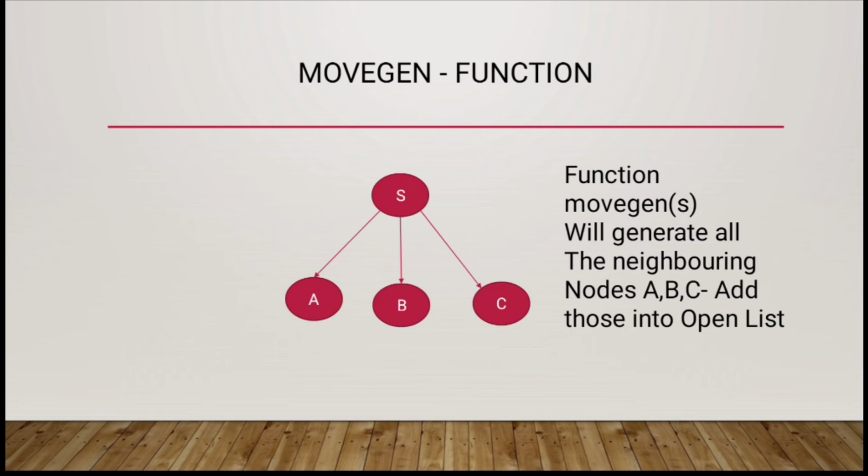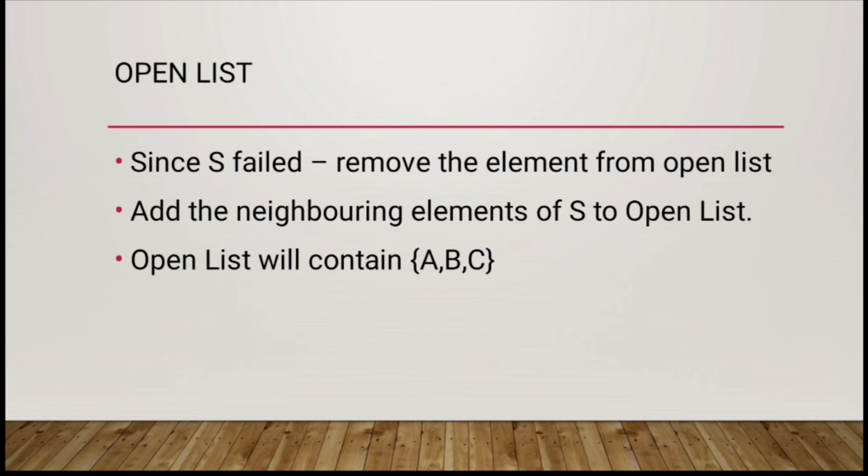Here you have to think about one thing: I am moving from S to A, B, C because I have tested S with the goal state and I have failed. Since I have failed, S is not equal to G. Only then I am generating these neighboring nodes A, B and C.